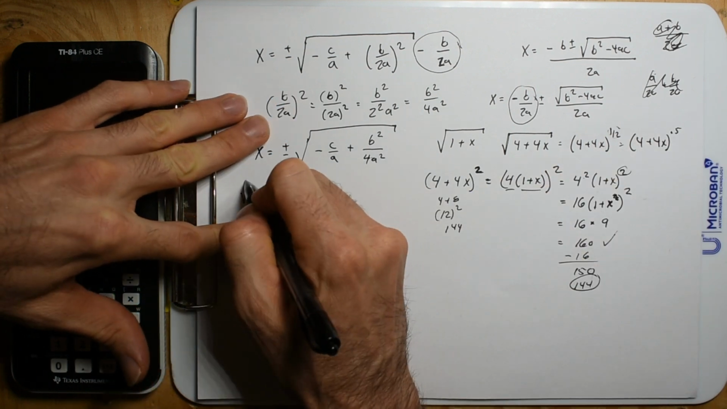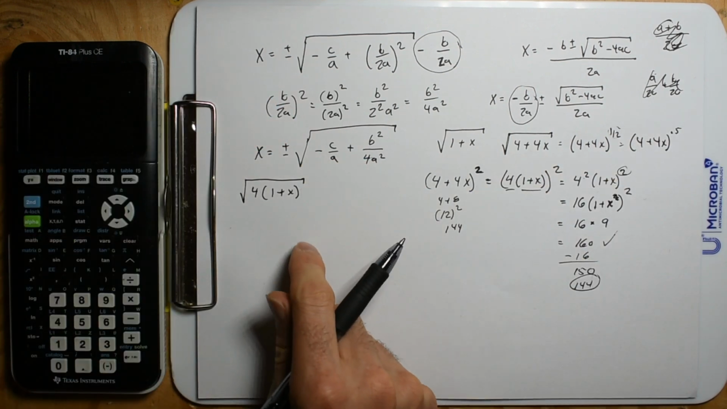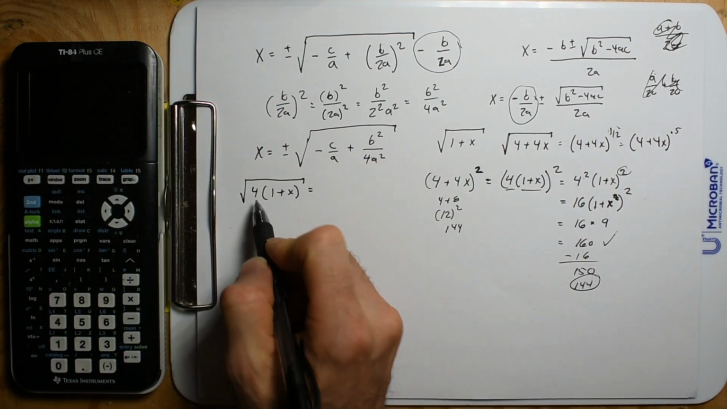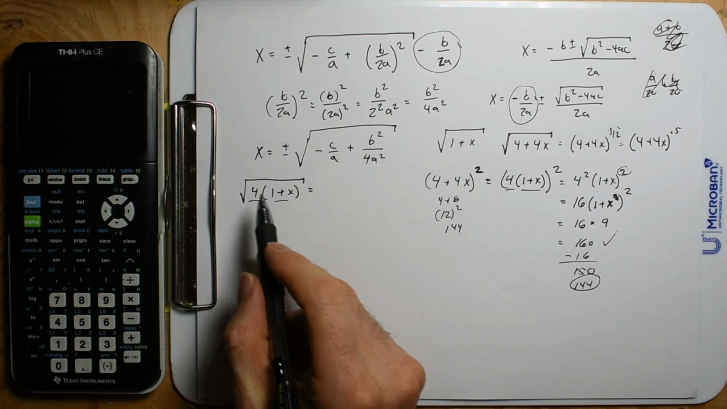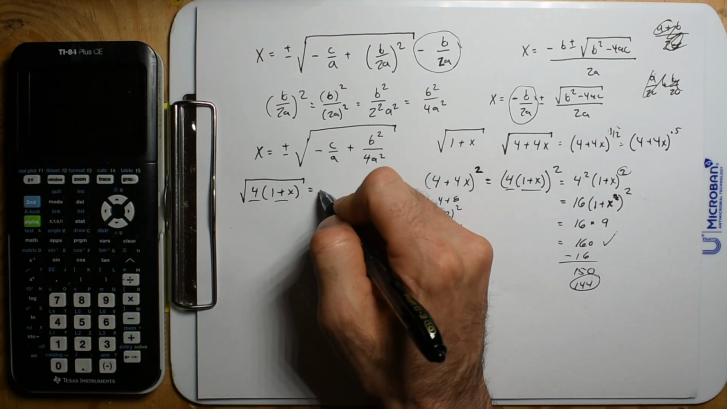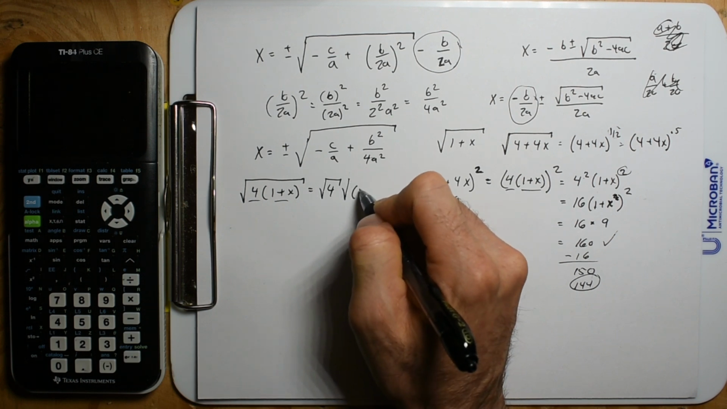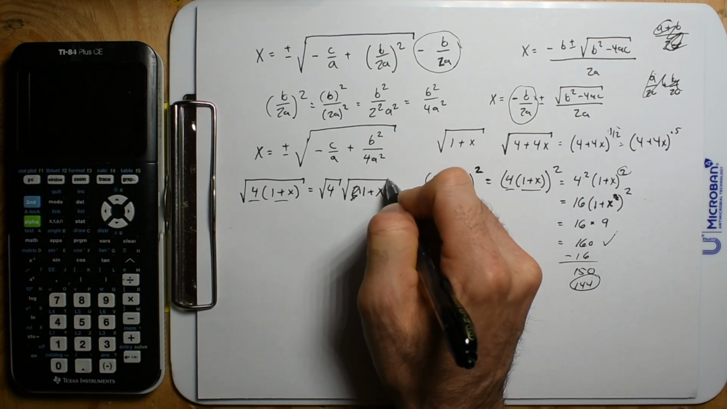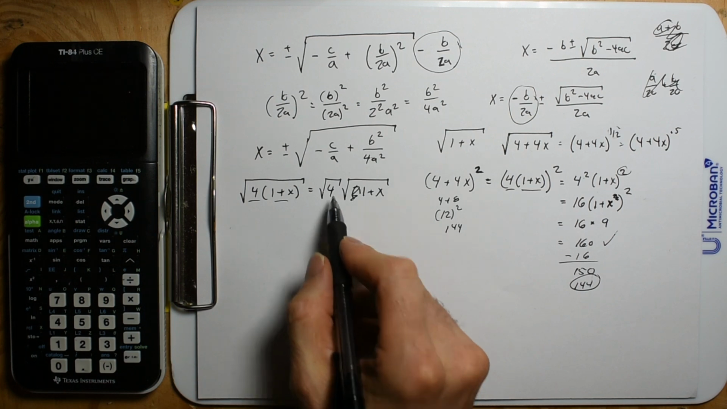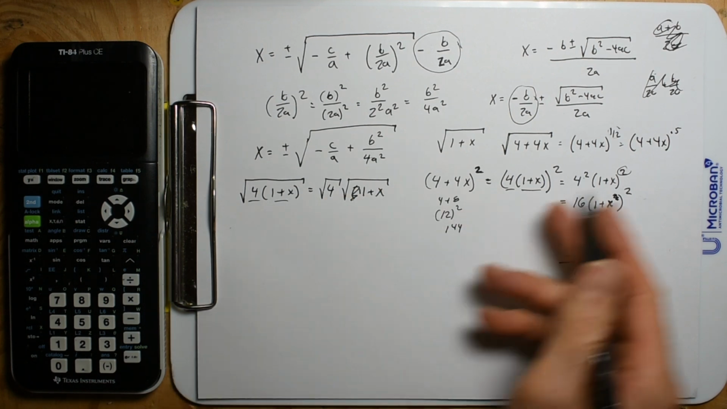So let's keep it like this, since we're all used to the square root. But now what we can do is we have a product. So we can take the square root of 4 and the square root of 1 plus x. So that's what we're going to do. Square root of 4 and the square root of, we don't even need parentheses, 1 plus x. Okay, cool. And we know the square root of 4, and let's keep going.